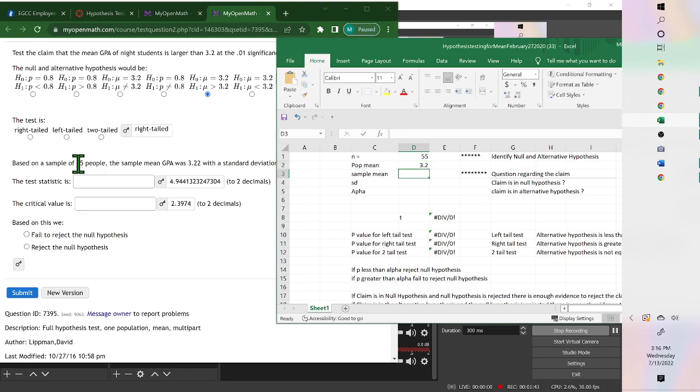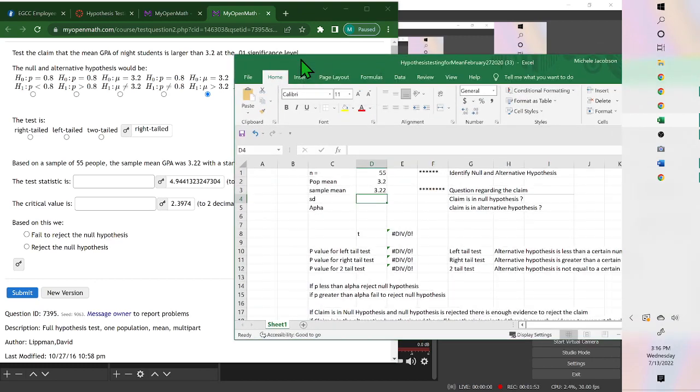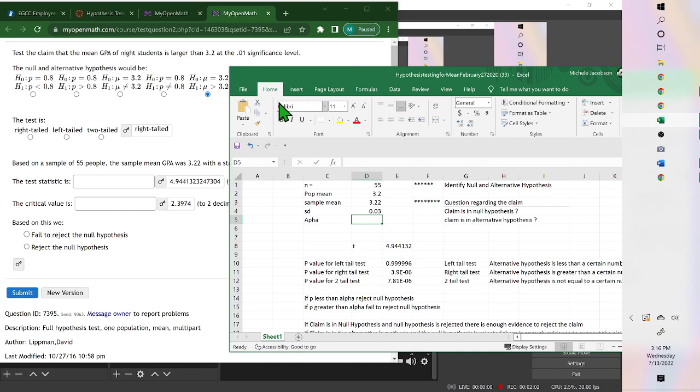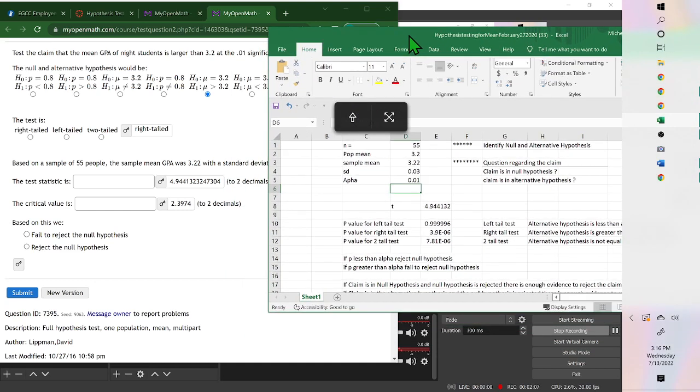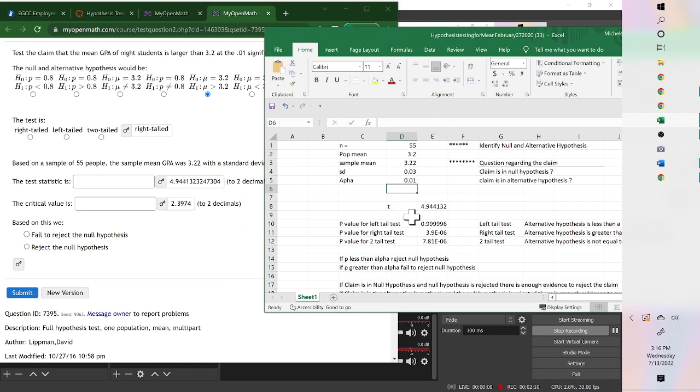The sample mean, based on a sample of 55, the sample mean was 3.22. And a standard deviation of 0.03. Our alpha, that's your significance level up here, is 0.01. And then your test statistic is t, it's right here. And then to find the critical value, it's on the right side of this chart.